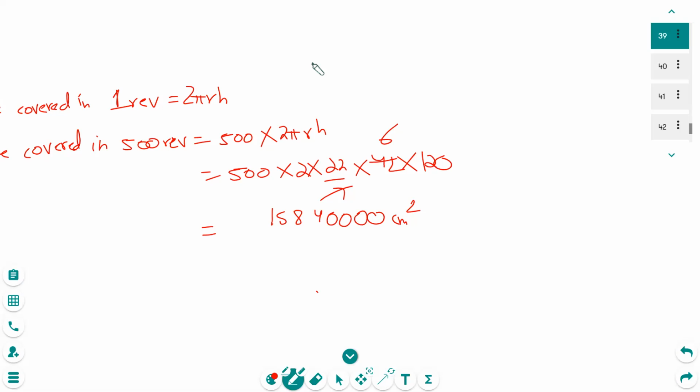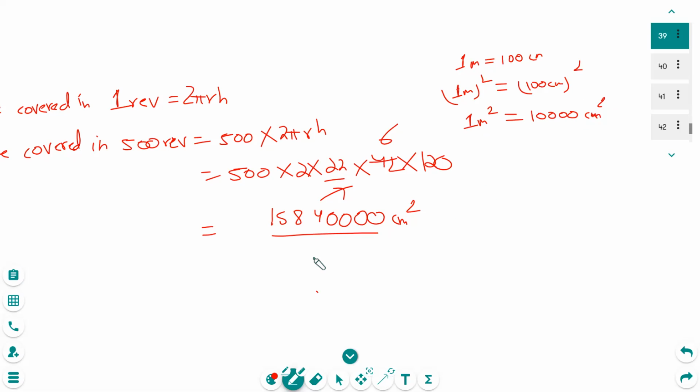In the book, the answer may be different. Why? Because 1 meter is actually 100 centimeter. You agree with this, right? What if I square both the sides? I will get 1 meter square to be 10,000 centimeters square. That means if I divide it by 10,000, I will get it in meter square, right? So this is the answer that is at the back of the book. You don't have to get confused.